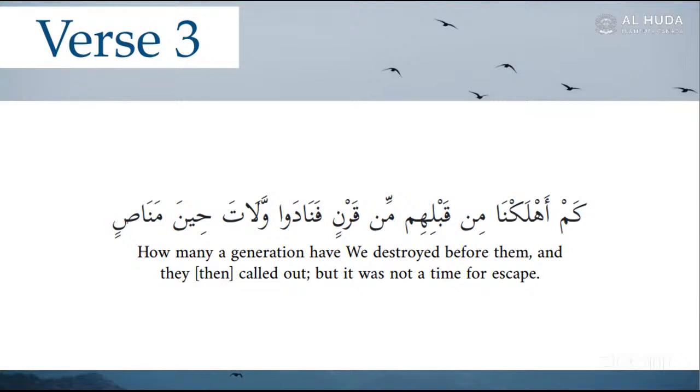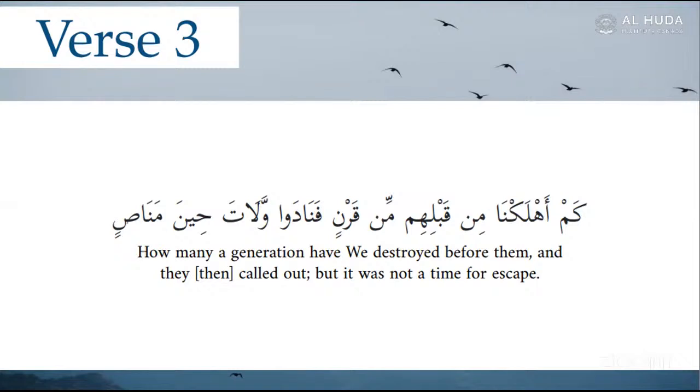So kam is used two ways. One is in the meaning of question, so meaning how many. Or kam can also mean many, many. Kam ahlakna, how many a generation? As a question, meaning how many, or many, many a generation. And qarn actually means a century. Figuratively, it's used for a generation of people.